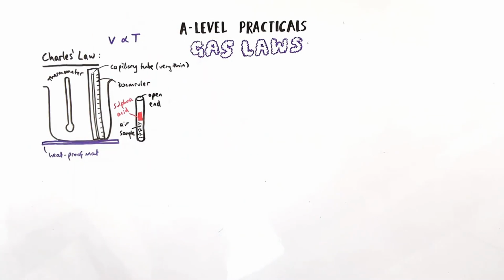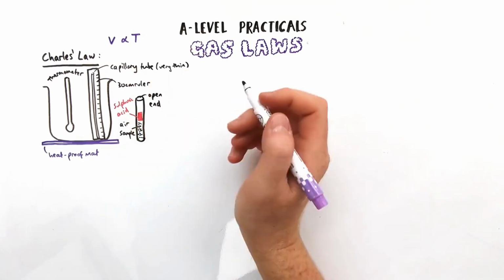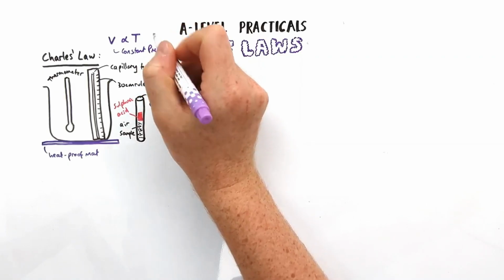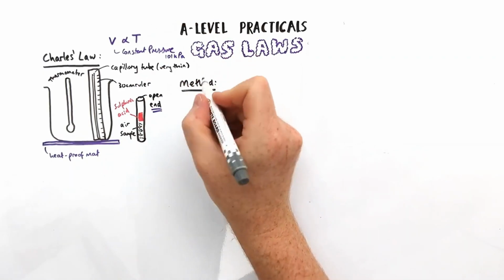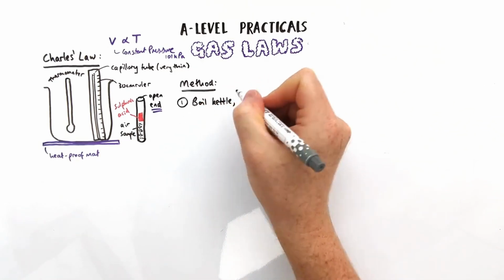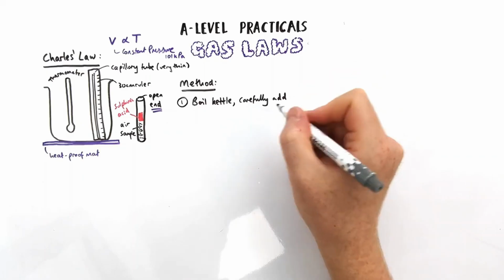The purpose of this practical is to prove Charles's law, which is that the volume of a gas is directly proportional to temperature at a constant pressure. We're also going to use it to work out a value for absolute zero. So let's have a look at the method for this practical. We're going to look at the method first, then the graph, then the calculation to work out absolute zero.